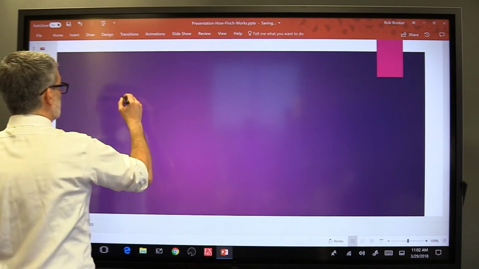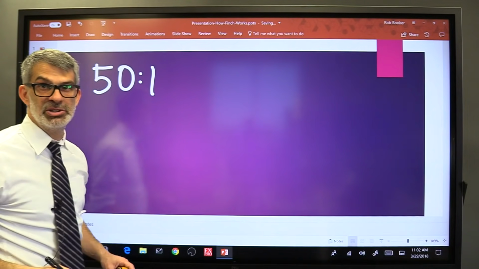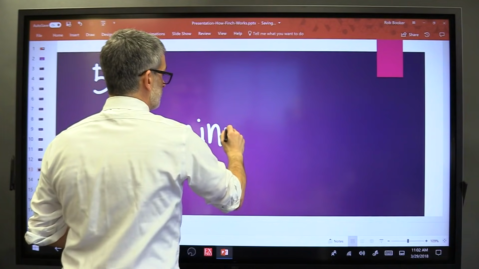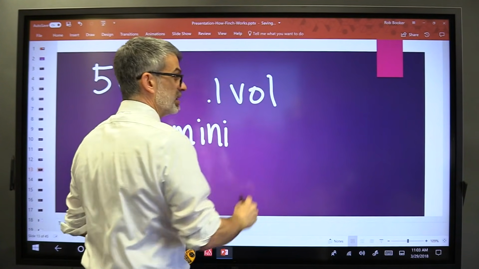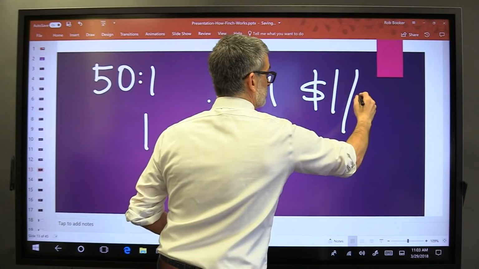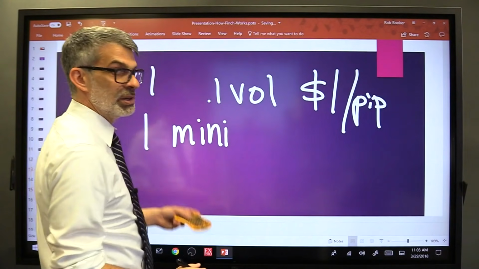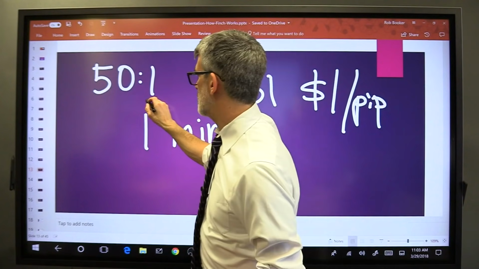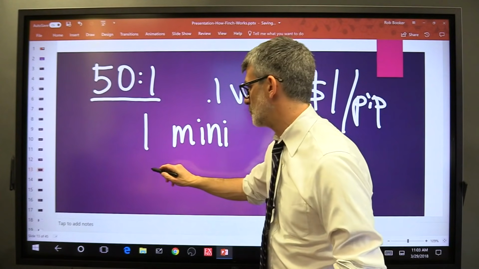Let's say that your dealer offers 50 to 1 leverage, and let's say you want to trade 1 mini lot. 1 mini lot is expressed as a volume size of 0.1 in your trading account, and 1 mini lot is $1 per pip. It's a nice small trade size. And you want to just trade 1 mini lot, and your dealer offers you 50 to 1 leverage on the currency pair that you're trading. What we have to do is we have to find out how many units of currency is 1 mini lot.